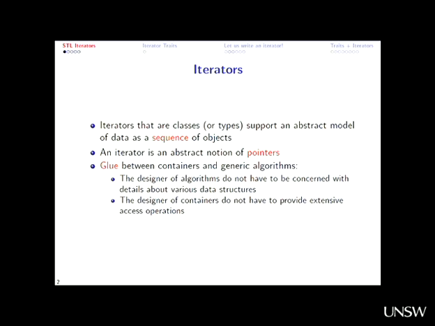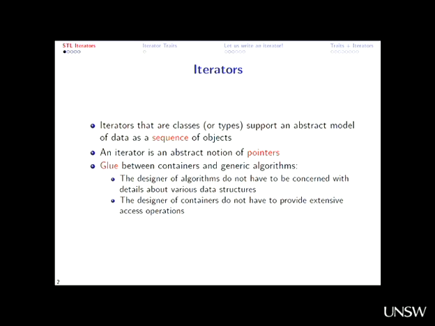Iterators are classes themselves that support an abstract model of how you move over a sequence of objects. They're similar to pointers. Sometimes iterators use pointers, but sometimes they can directly reference or do something with the data to go over it. And iterators are the glue between containers and generic algorithms.